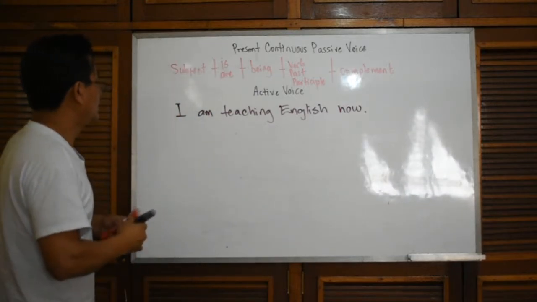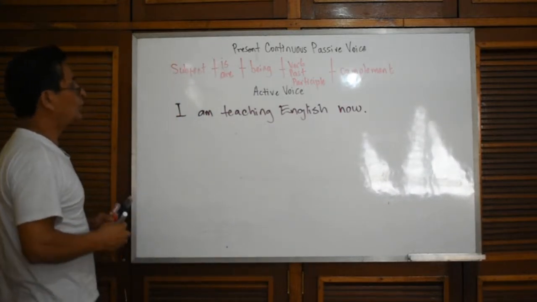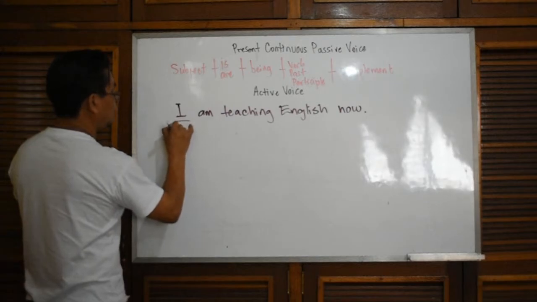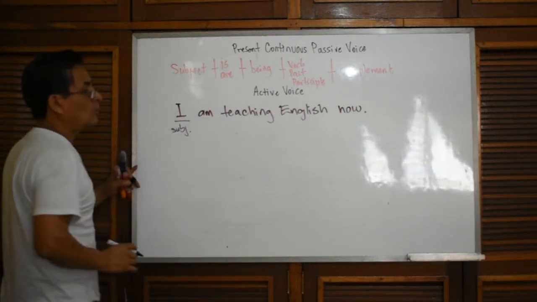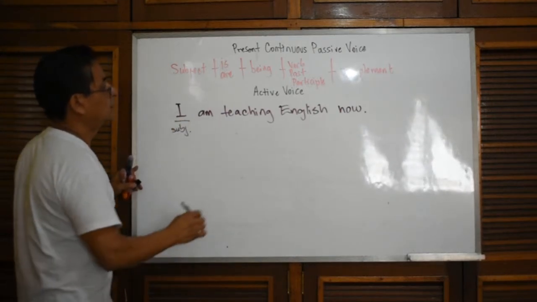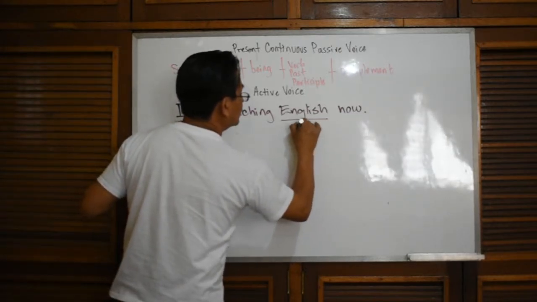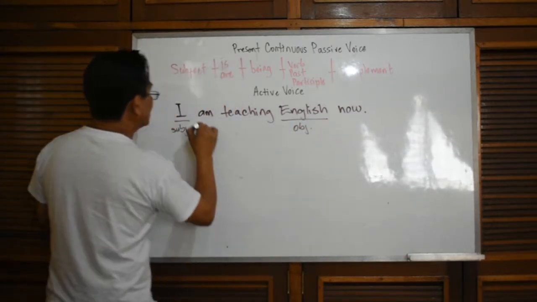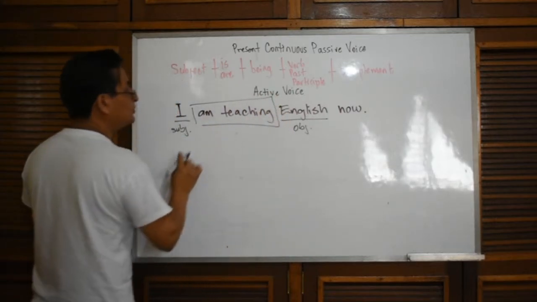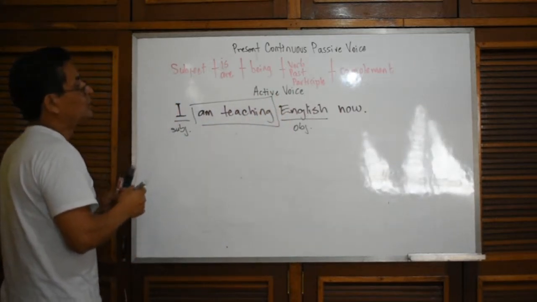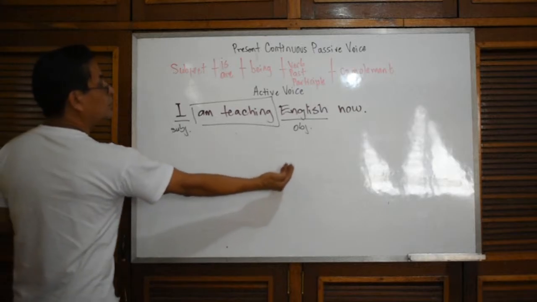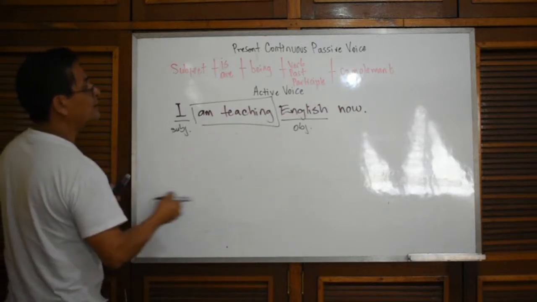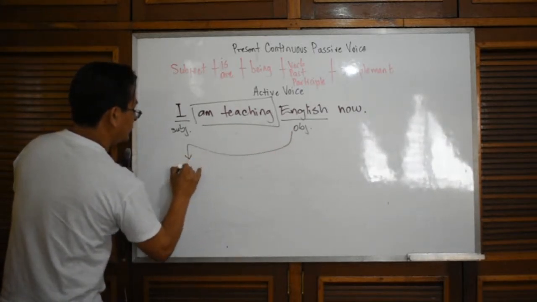Okay, in this case, who is the subject? I. This is the subject. And what is the object? English. This is the object. And this is the verb. This is present continuous. So, the object becomes the subject. So we say English.